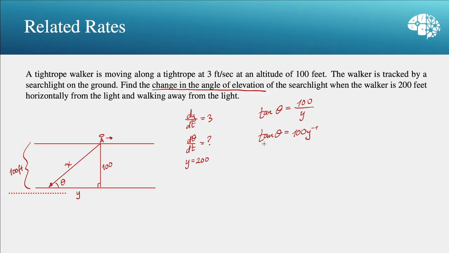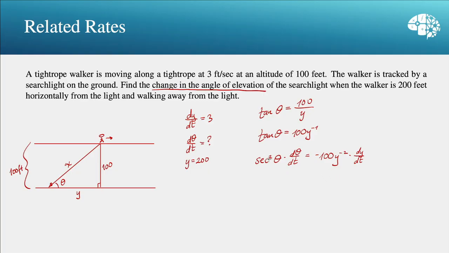Differentiating with respect to t, the derivative of tangent theta is secant squared theta times the derivative of theta, which is d theta/dt. And then for 100 y to the negative 1, we bring the negative 1 down, so we get negative 100 y to the negative 2 times the derivative of y, which is dy/dt. Okay, and then we can plug in all the things that we know.